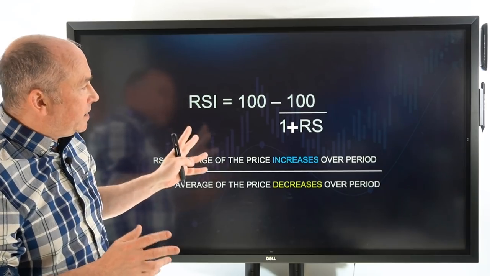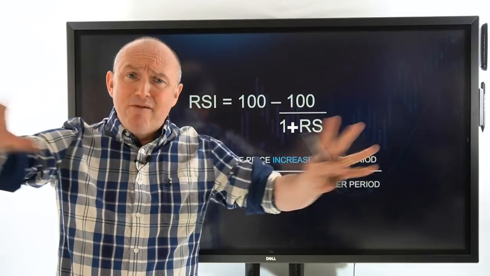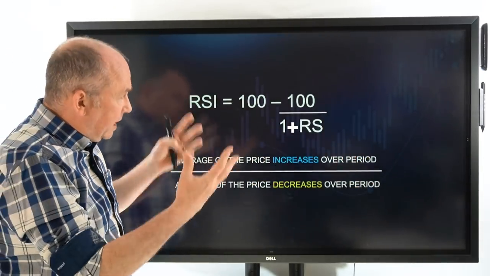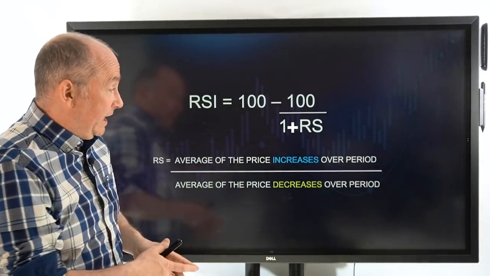So this is the formula of the RSI. You don't need to know this formula. It really isn't that important. But if you are mathematically inclined and you want to delve deeper into it, this is the basic formula.